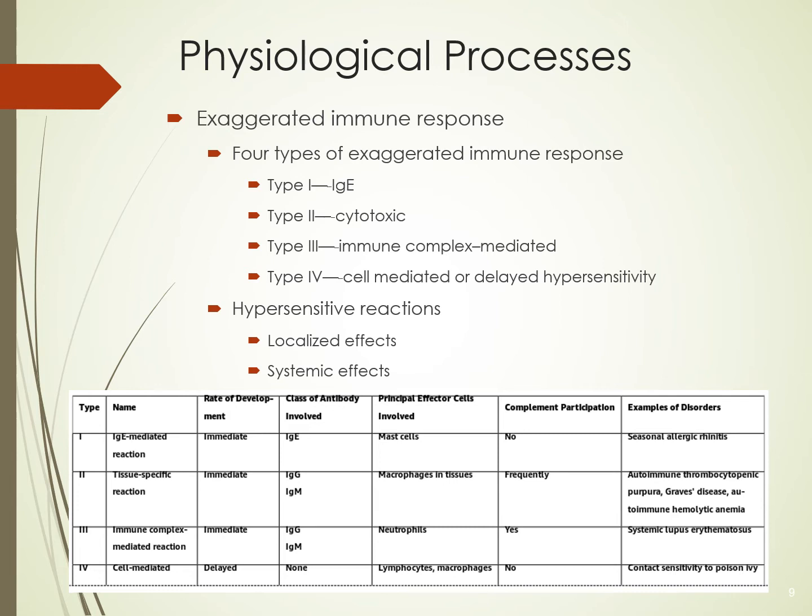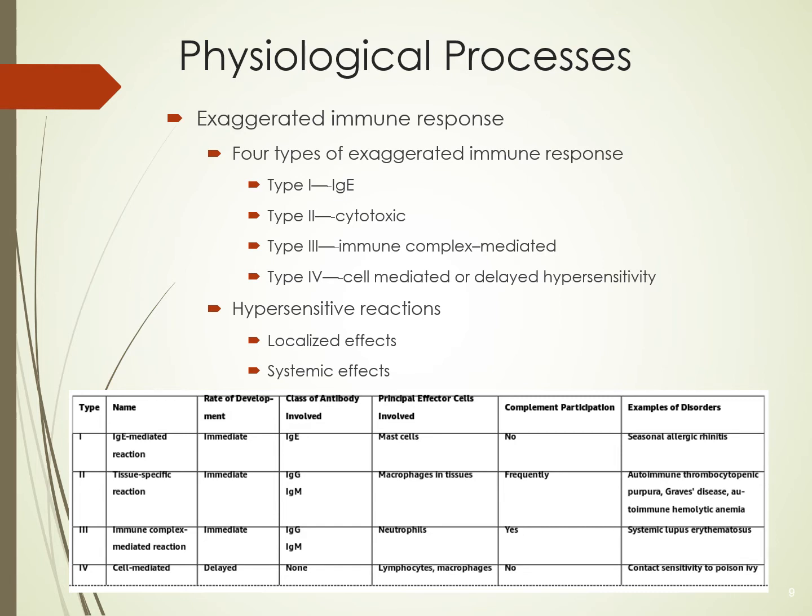This chart shows you exaggerated immune response. There are 4 types of exaggerated immune response. Type 1, which is IgE, type 2, which is cytotoxic, type 3 is immune complex mediated, and type 4 is cell mediated or delayed hypersensitivity. Hypersensitivity reactions include local effects and systemic effects.